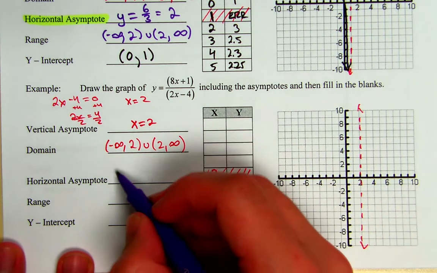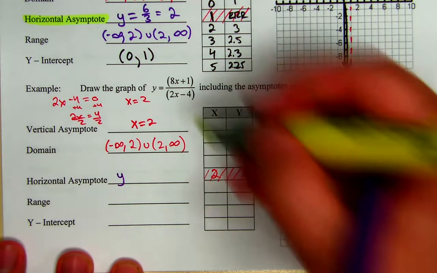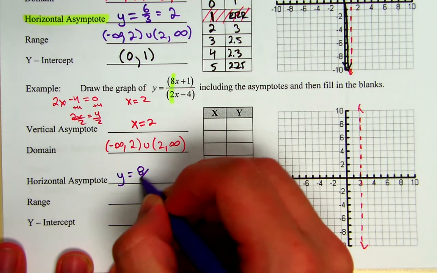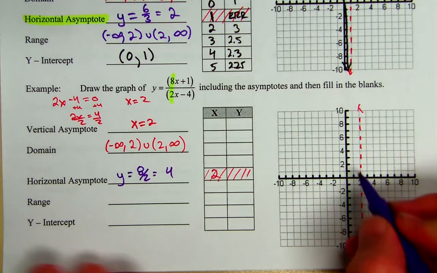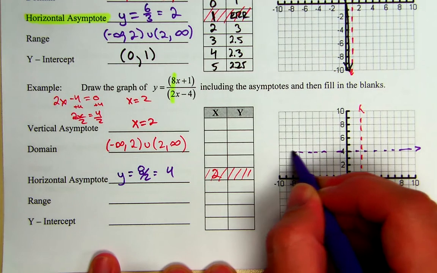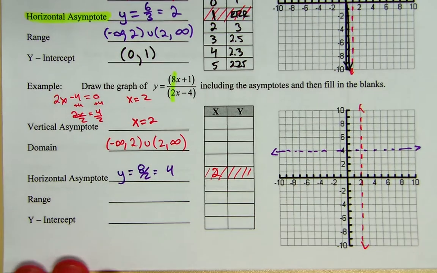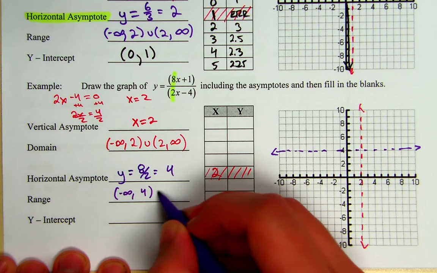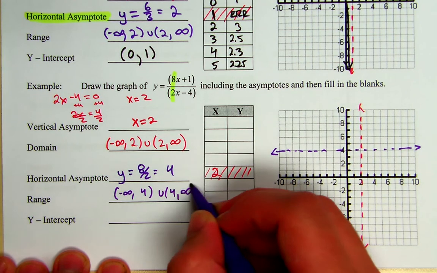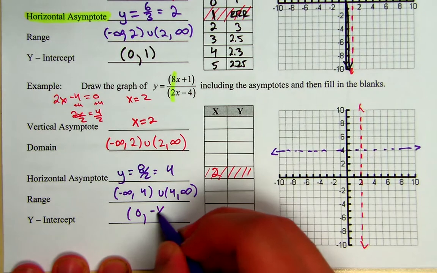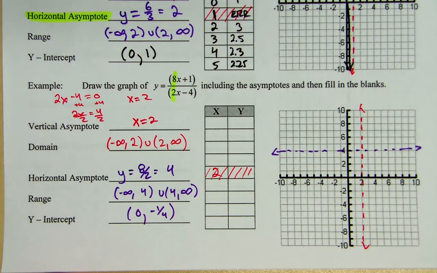My horizontal asymptote, that's y equals 8 over 2. So 8 over 2, which is 4. Y equals 4, and draw a horizontal line through 4. Again, my range cannot be that, so negative infinity to 4, union 4 to infinity. Y-intercept, put 0 in, you get negative 1/4, or negative 0.25.